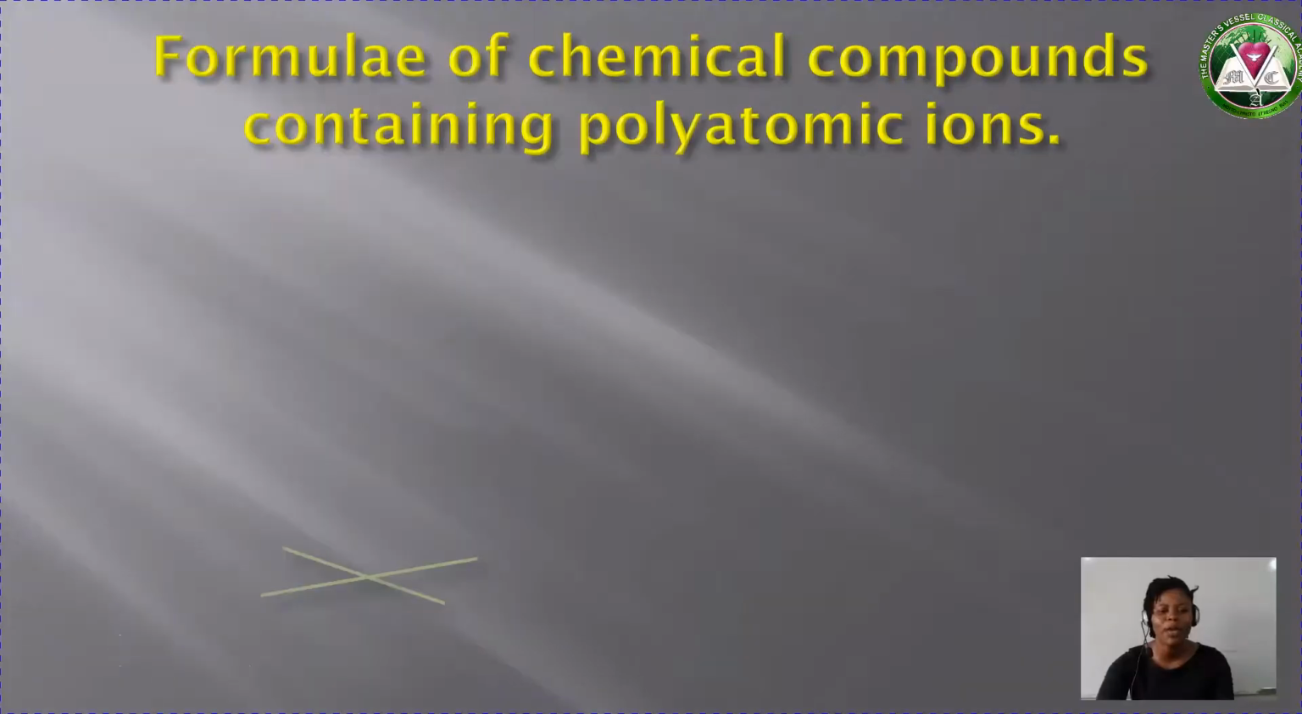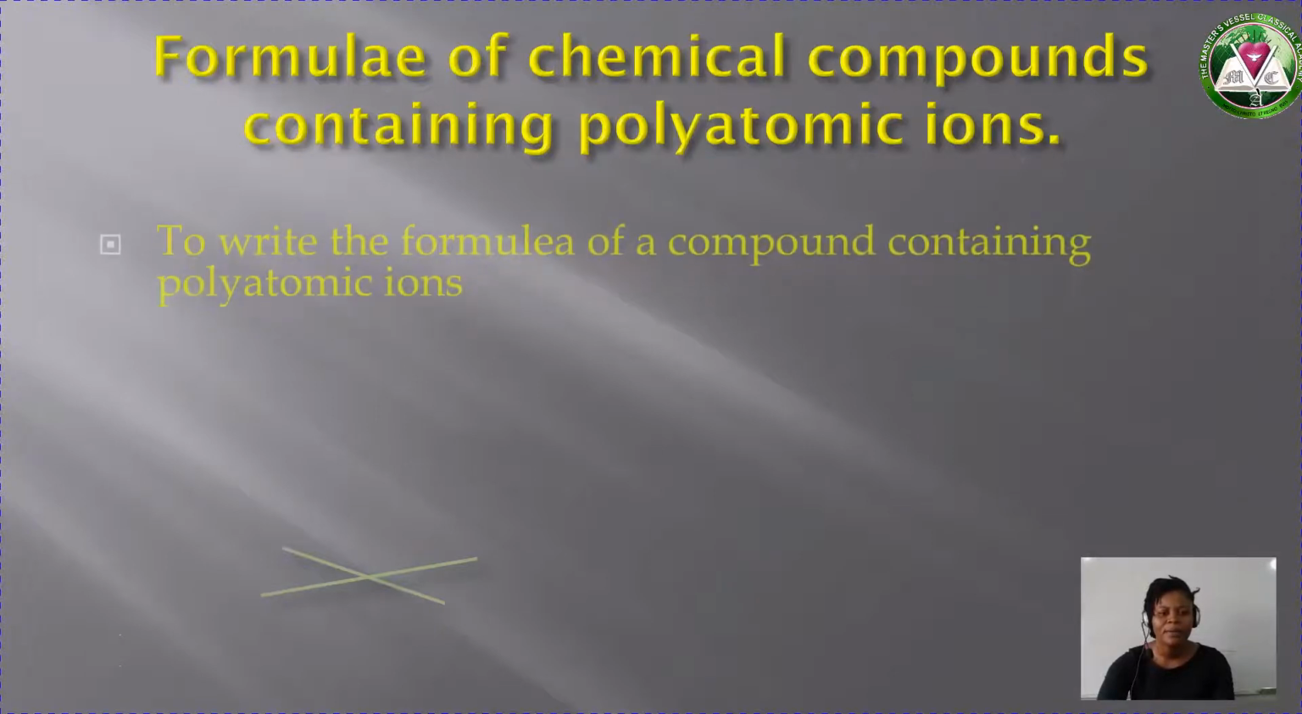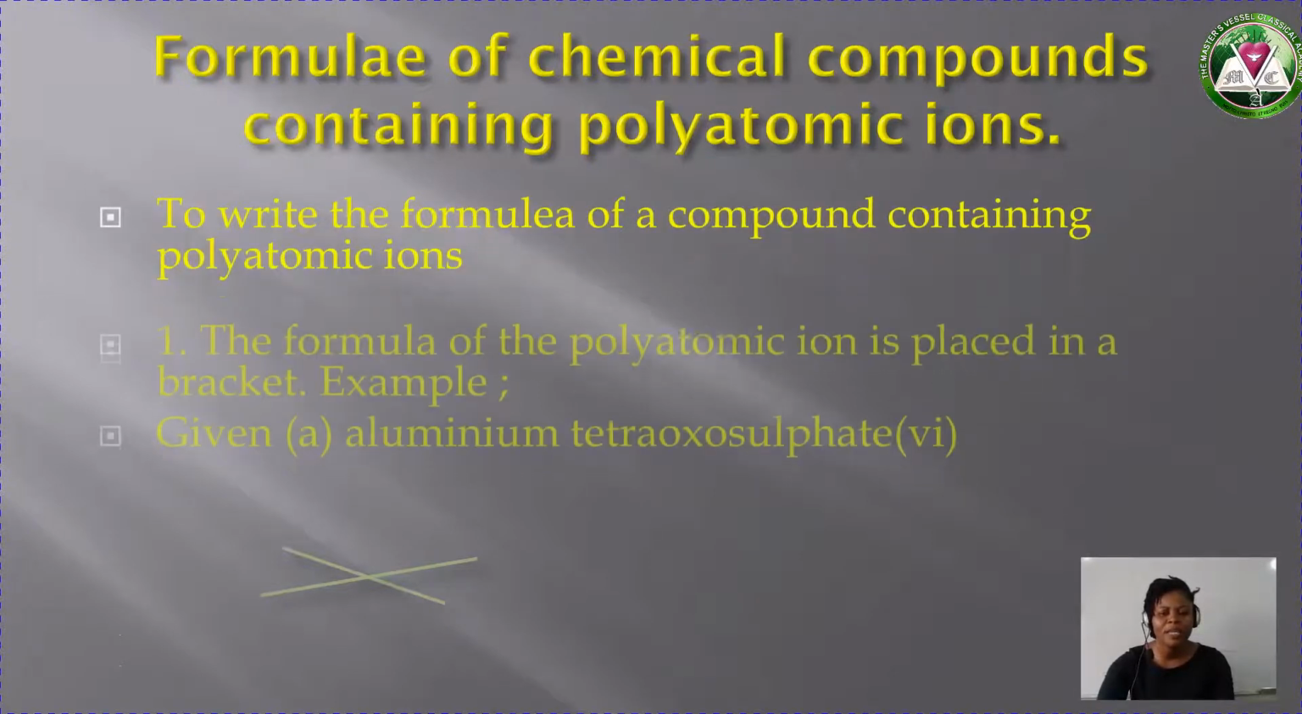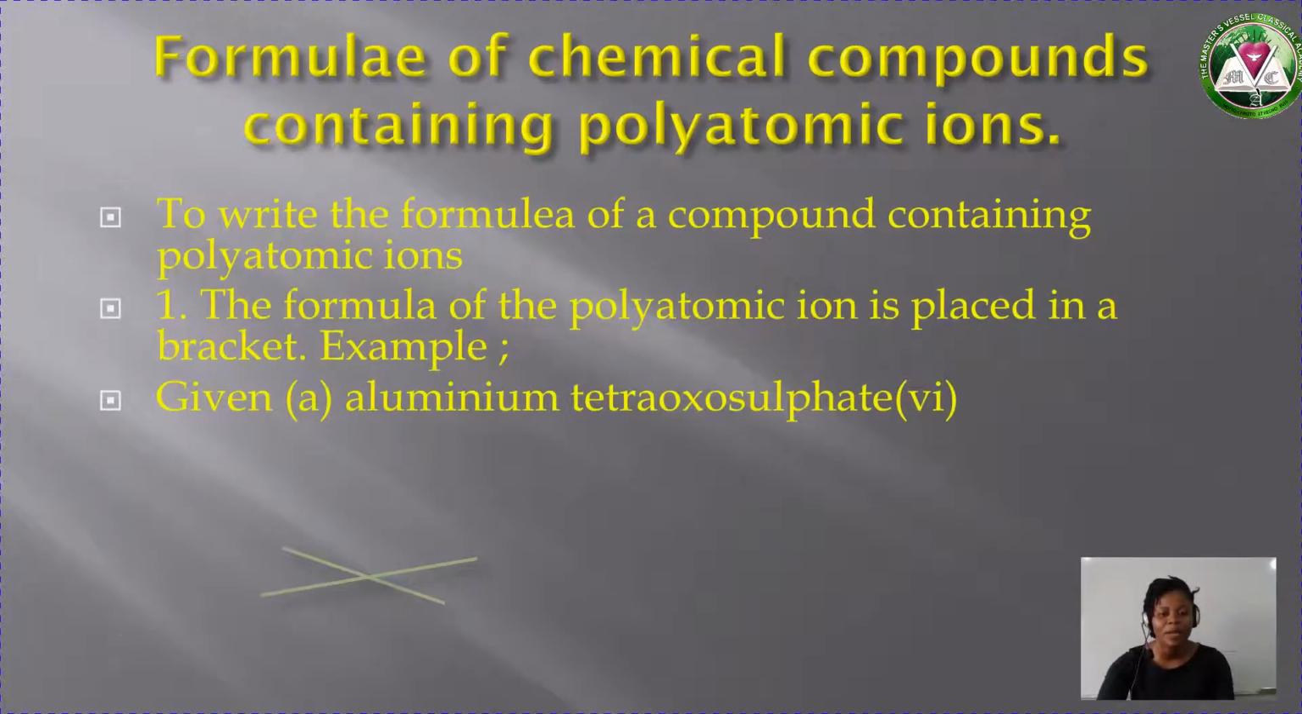Now, how do we use them to form a chemical compound? While using this polyatomic ion, you should note that this polyatomic ion should be placed in a bracket. Why do we need to place it in a bracket? You will see it now.